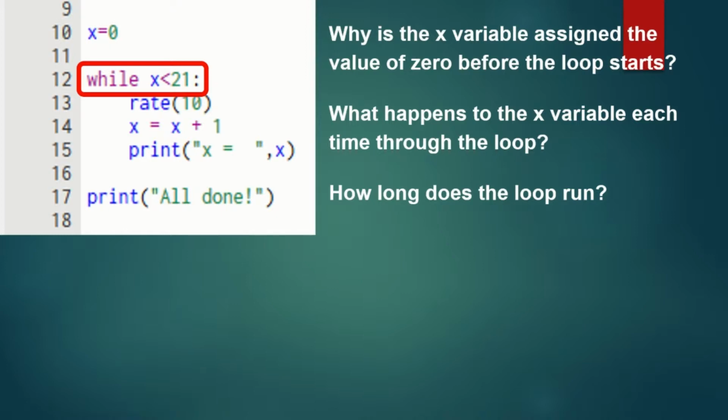So how long does this loop run? What are we going to count to? Think about that number for a second. As soon as x is not less than 21, then we're going to stop our loop.